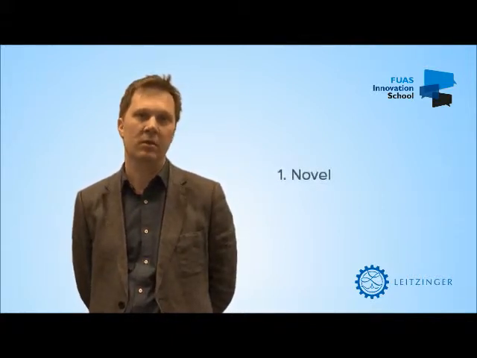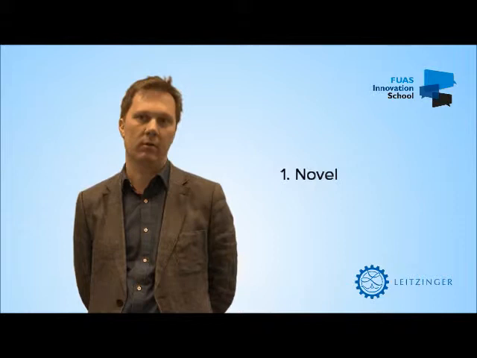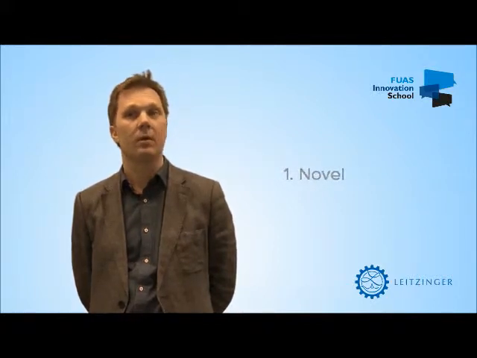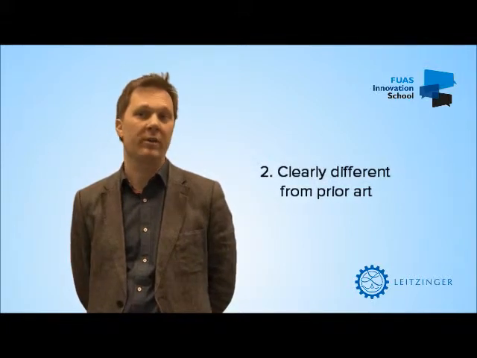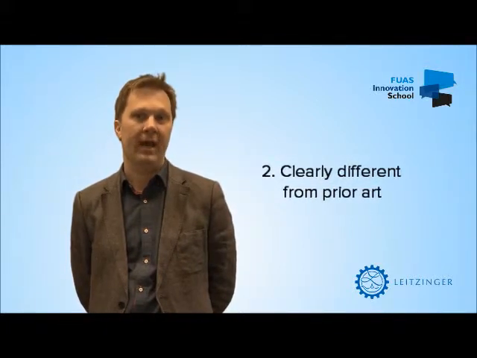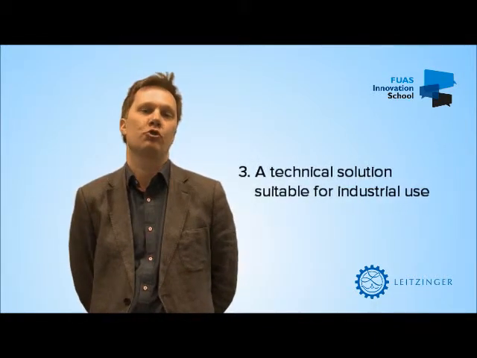Now, what are the main requirements for obtaining a utility model? They are quite the same or similar to the requirements for patents. Now, the first one is novelty. The invention that is going to be protected by a utility model has to be novel. And then it has to be clearly different from what is known previously. And as in patents, it has to be a technical solution suitable for industrial use.